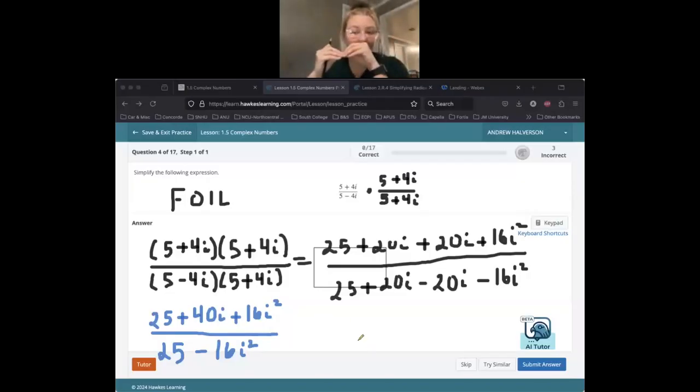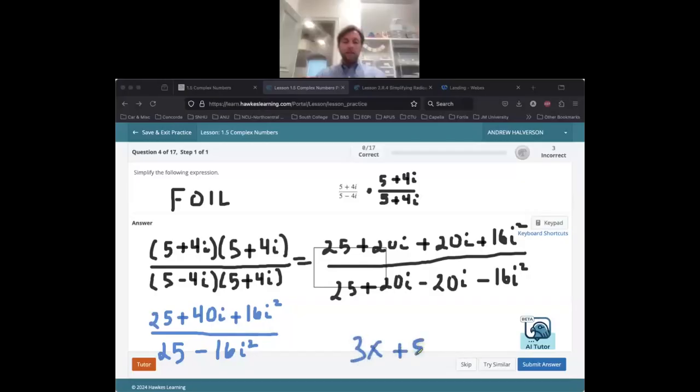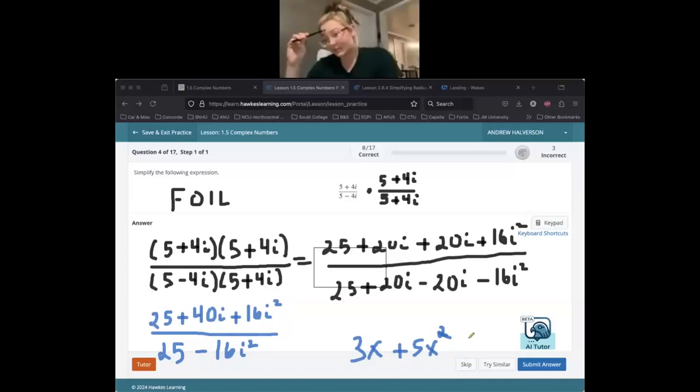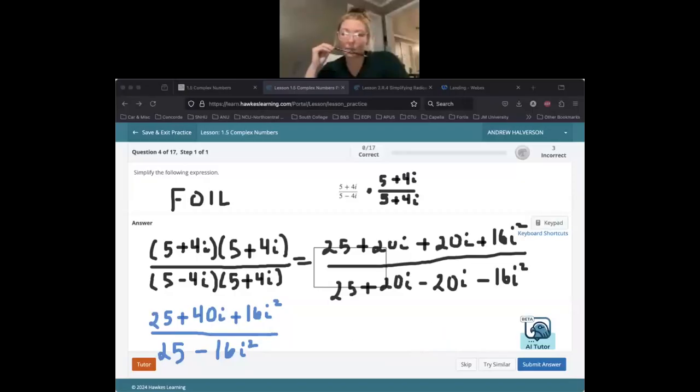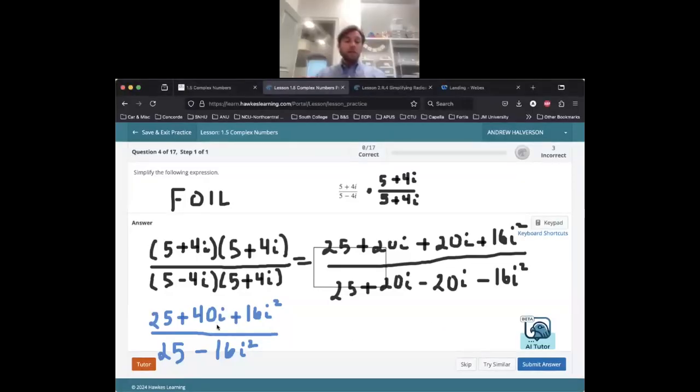Close, but remember, if you have 3x and you're adding 5x squared, can you combine those? Yeah, they're not like terms. Remember, they need to be identical. You always want to look to see, are they like terms? So no, the 40 and the 16i I cannot combine.